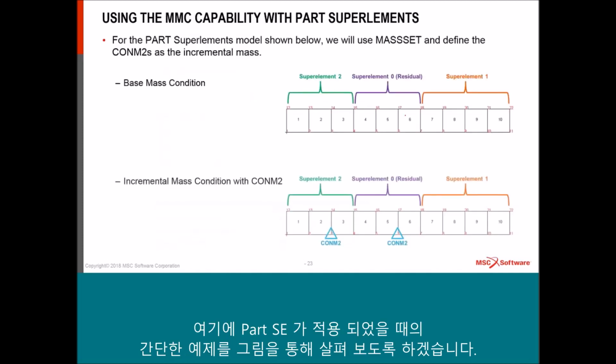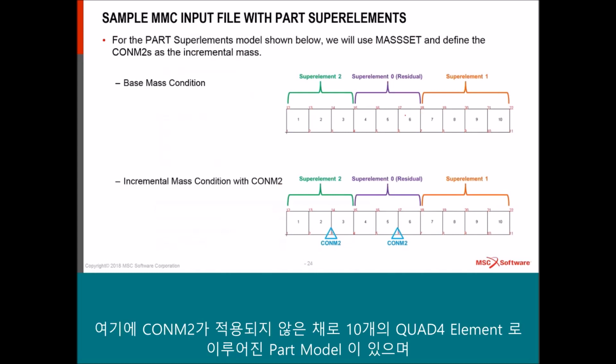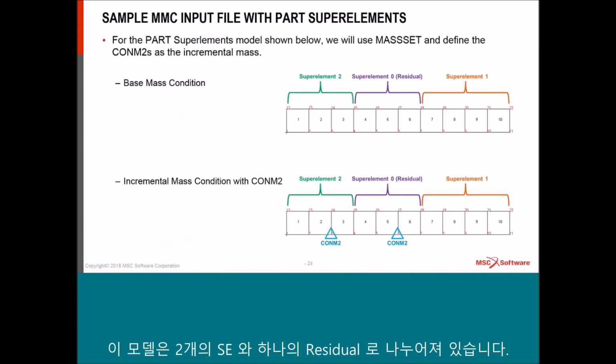So here's an example that we're going to go through just to illustrate how it works for part super elements. Here we have a part super element model that at first does not have a CONM2 attached to it. It's basically just a series of 10 quad elements split out in this way to separate super elements, and its residual.